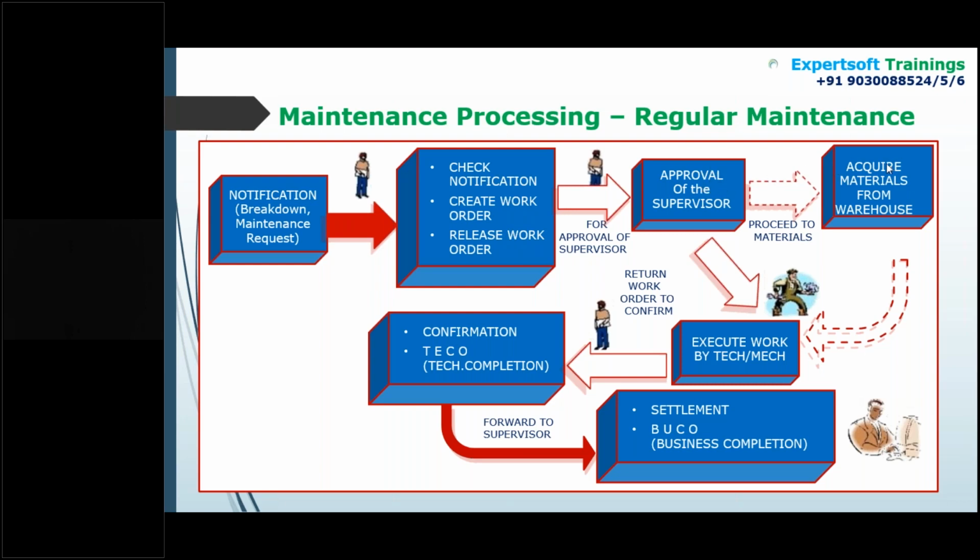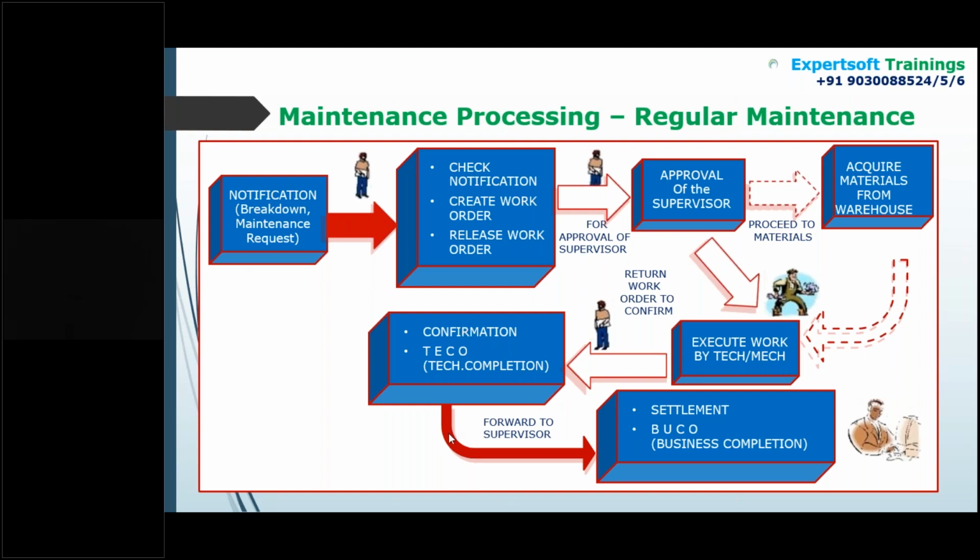Then if any materials are required, get the materials from the warehouse or storage location, then execute the work on the machinery physically. It might be replacing the bearing or changing the shaft, whatever it might be, you do physically. Once you have completed, you can confirm the operations and you can do technical completion. This and all we can do in SAP system. I would like to show you these screens in the upcoming classes.